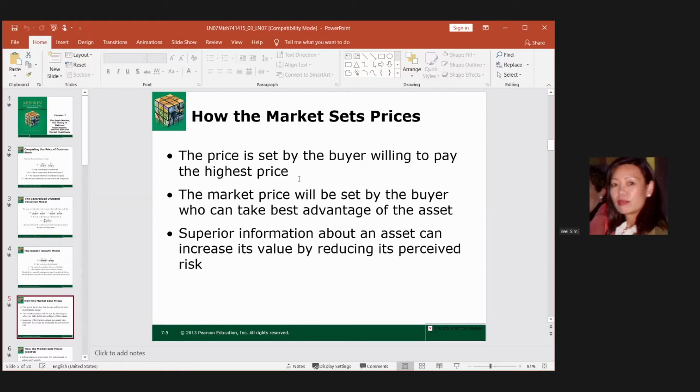It is the highest price the buyer is willing to pay. So it's the buyer setting the price. Okay, very good. That's a good job. So market price will be set by the buyer who can take the best advantage of the asset. How come? Let's say you finally drop it to 900, and then people jump in and say, okay, 900 is reasonable, I will buy. Because that buyer must understand this based on all the information.